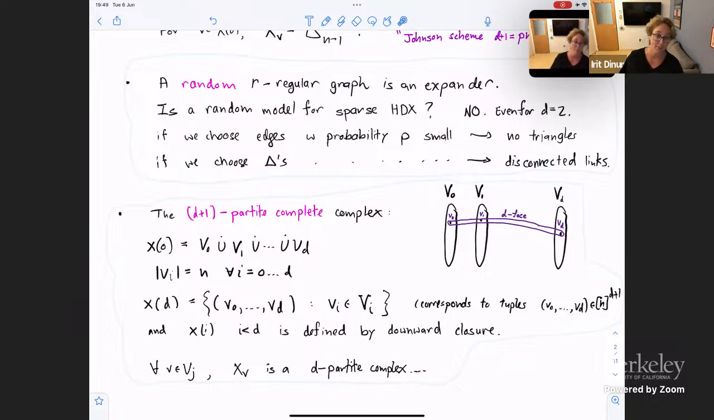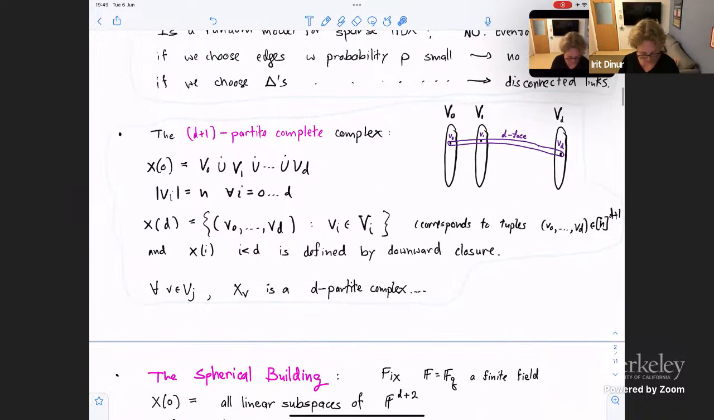Basically, you can see that the skeleton of this graph is like a bunch of colors, and between each pair there's a complete bipartite graph. So this is a very good expander. So we would definitely call this a high dimensional expander.